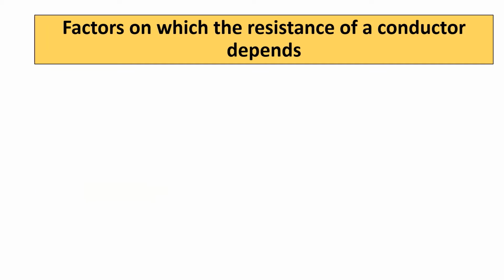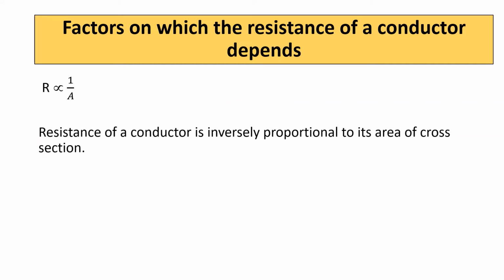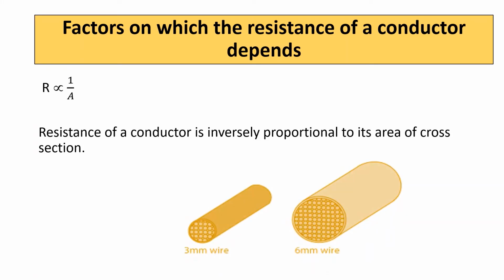Resistance of a conductor is inversely proportional to the area of cross section of the conductor, where A represents the area of cross section. R is inversely proportional to area. Look at these two conductors. This thin conductor will be having more resistance when compared with this thick conductor.